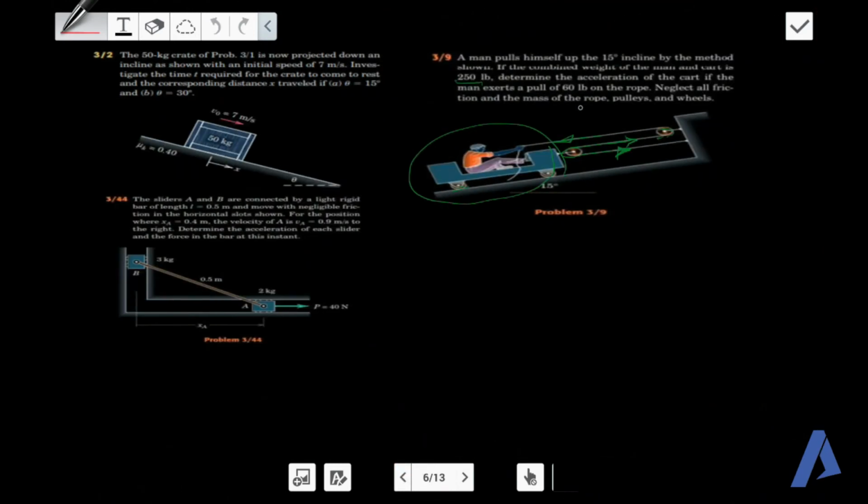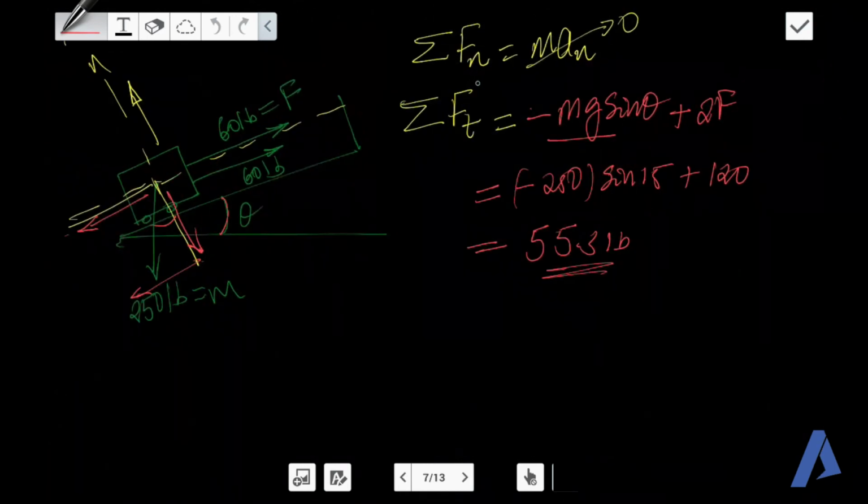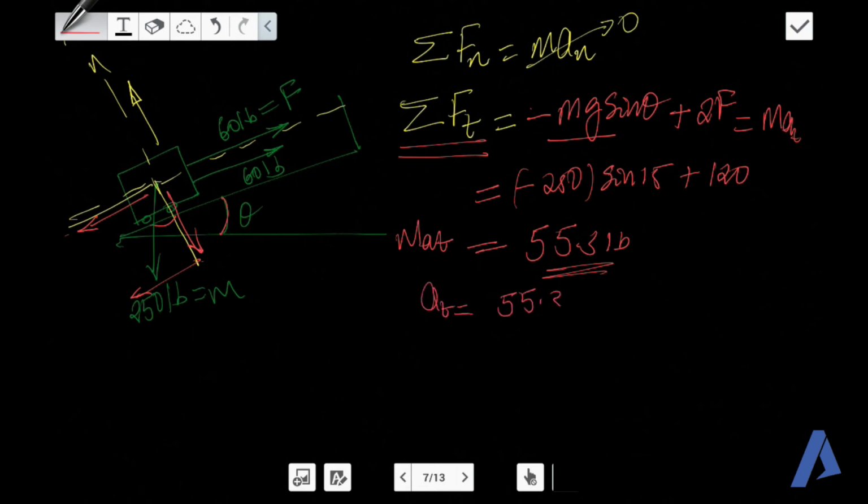The requirement is: neglecting all the friction, determine the acceleration of the cart if the man exerts this much force. So the summation of all tangential forces has to equal mass times the acceleration in the tangential direction. So the acceleration in the tangential direction is equal to 55.3 pounds over 250 pounds.